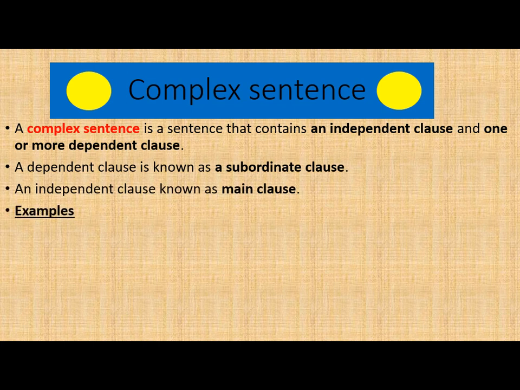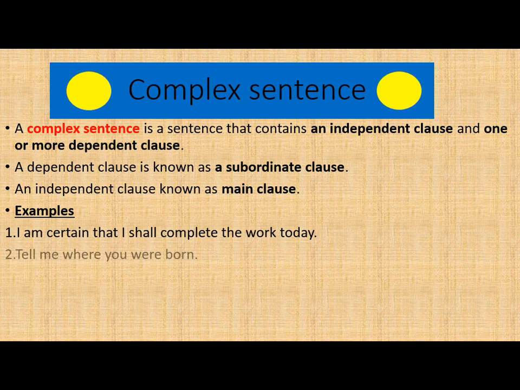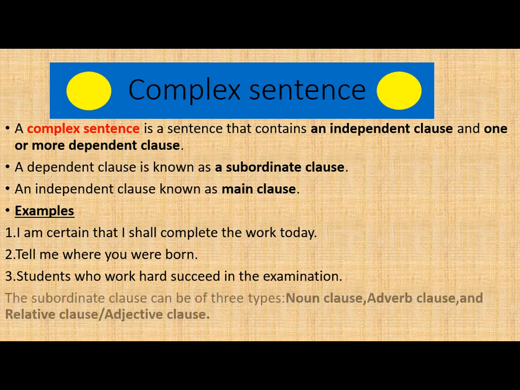For examples, I am certain that I shall complete the work today. Tell me where you were born. Students who work hard succeed in the examination. The subordinate clause can be of three types: noun clause, adverb clause, and relative clause, or we may say adjective clause.